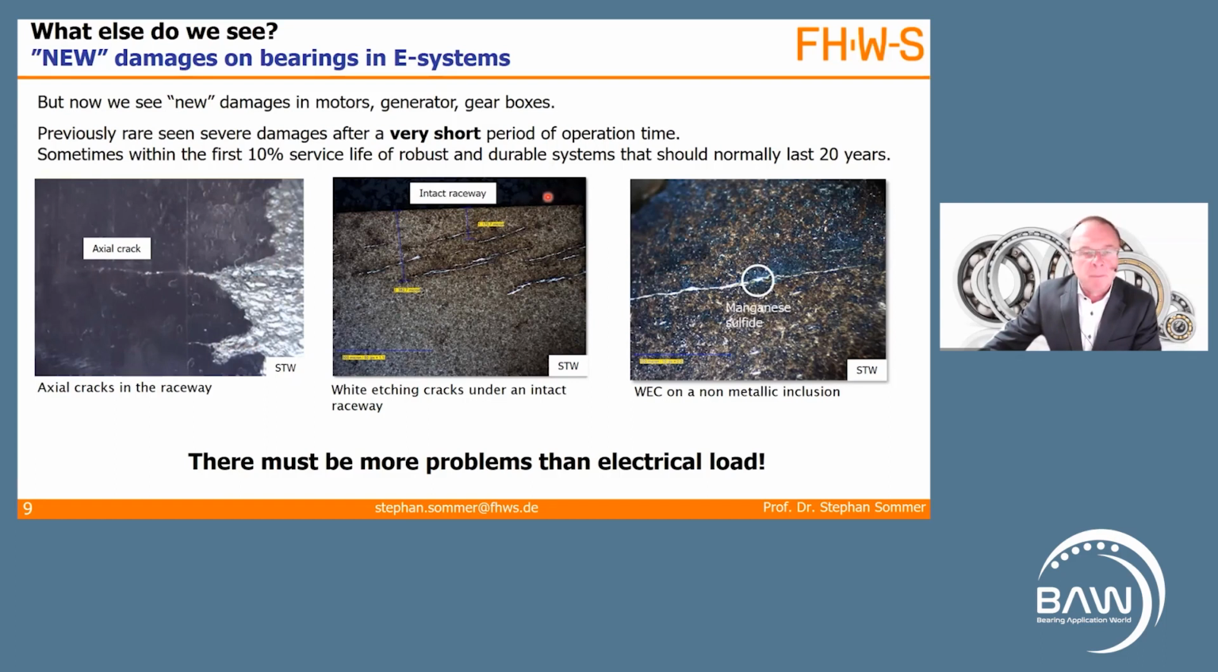Or we have completely intact raceways. Raceway is completely okay, but under the raceway, there are wide etching cracks. Or here a wide etching crack starting to the left and to the right of a non-metallic inclusion. So there must be more problems than just electric load.